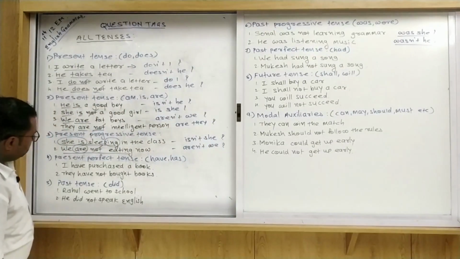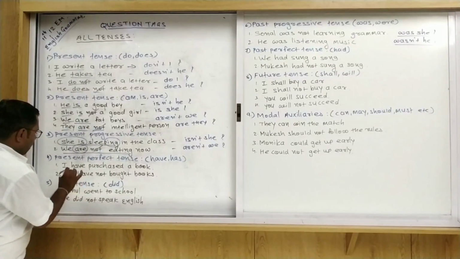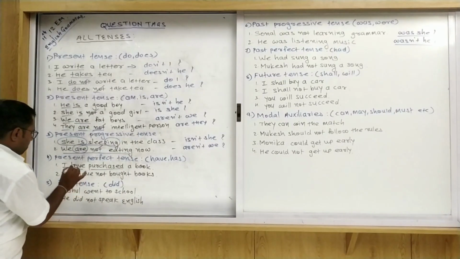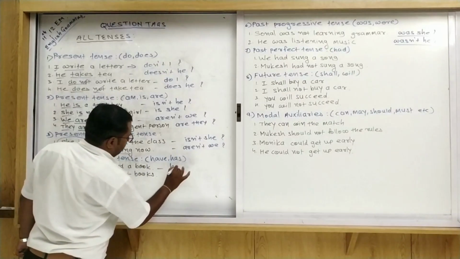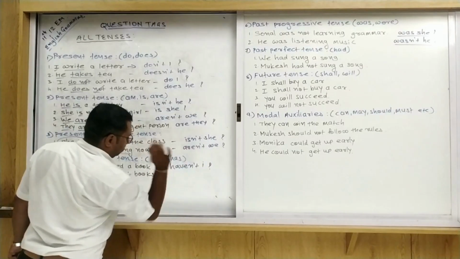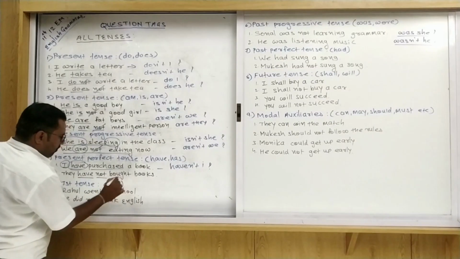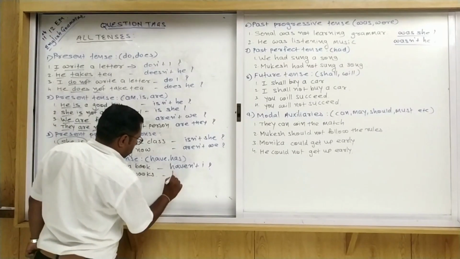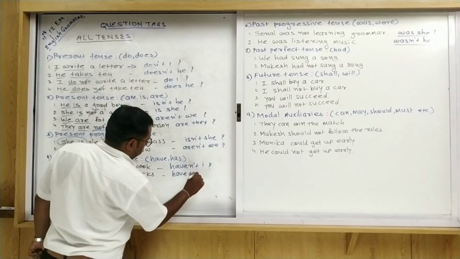Okay, dear friends. Now see, present perfect tense, have or has. I have purchased a book. See here, have I. So what is the negative of have? Haven't I? They have not bought books. Remove not. Focus on they have. So they have not. So have they?